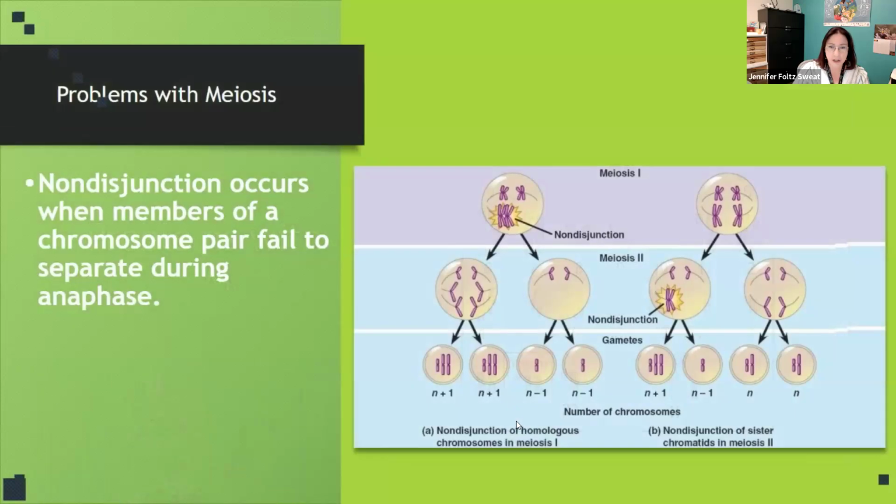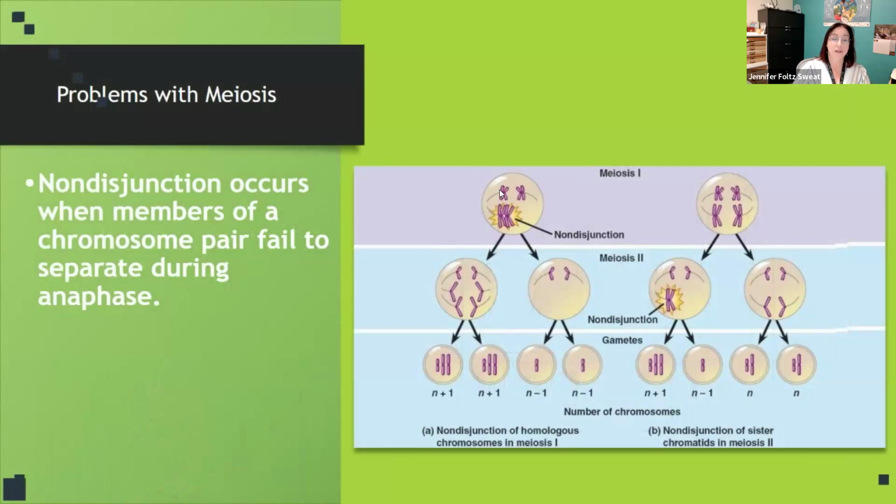So let me show you how this happens. So here is meiosis 1. Remember, homologous chromosomes are separated, but during non-disjunction, there's an accident, right? And the homologous chromosomes are not separated.